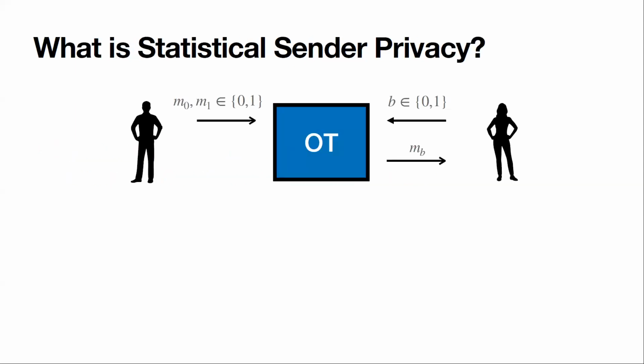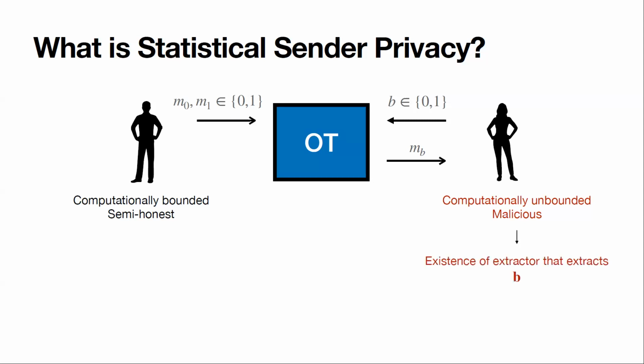Okay, so the security that we consider in this work is called statistical sender privacy, or SSP. And in SSP, the sender is still computationally bounded and semi-honest as before, but now the receiver is computationally unbounded and malicious. And formally, this is captured by the existence of an extractor that extracts the input of the receiver, such that sending M0 and M1 is statistically indistinguishable from just sending M_b.